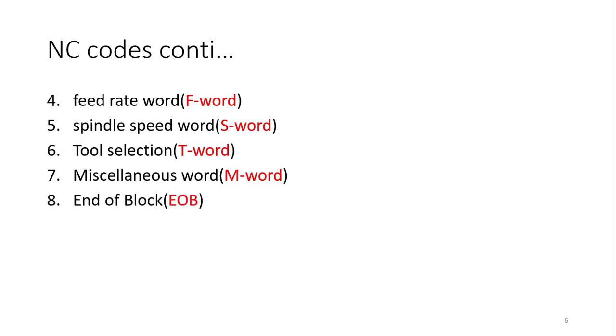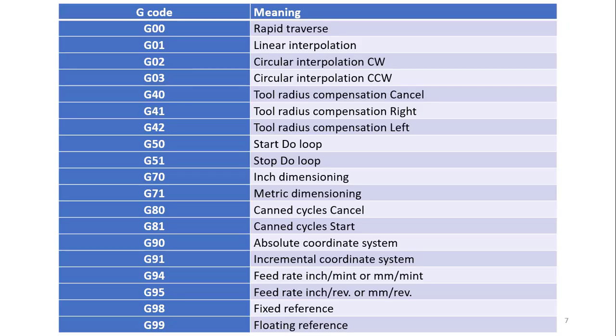Clear? Then in the end it is written as end of block, EOB. It was written in the tape format, but nowadays in computers we do not write it, because the computer every time knows that if the block ends, then EOB is definitely there. Correct? So these are the NC code words. These are some of the codes which are definitely used in the programming in the upcoming lectures.